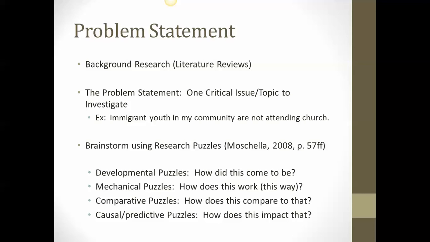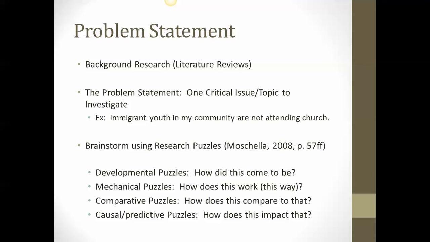Now, Moshella has introduced the idea of research puzzles, and if you look into her text, you'll see the idea of developmental puzzles, mechanical puzzles, comparative puzzles, causal predictive puzzles. And these puzzles can be a helpful way for you to investigate the problem as you try to move towards constructing some research questions to help you investigate specific issues there.